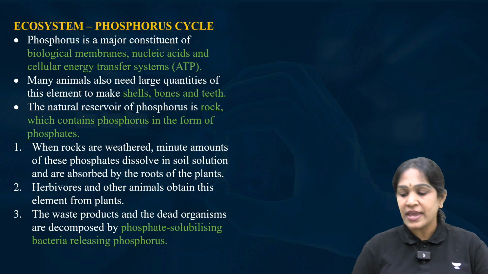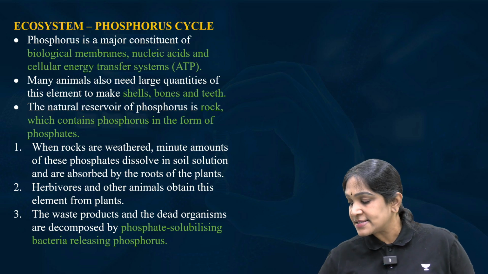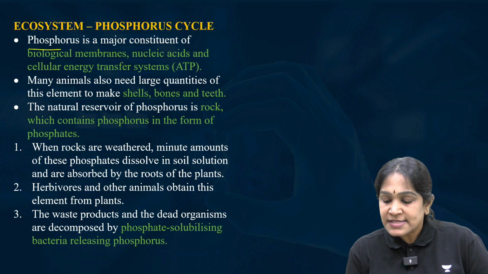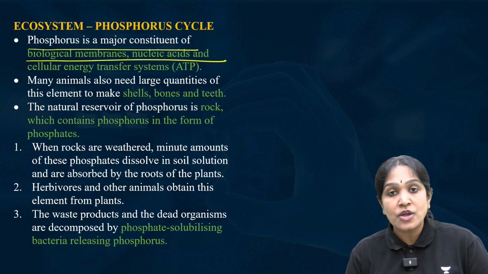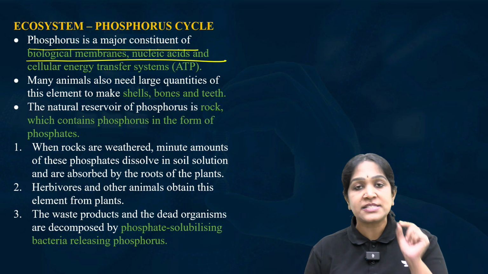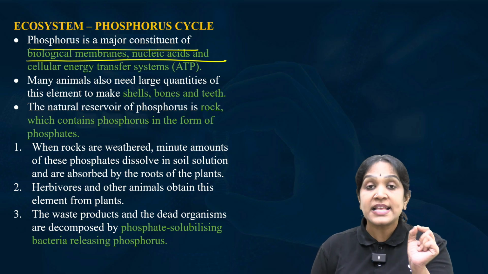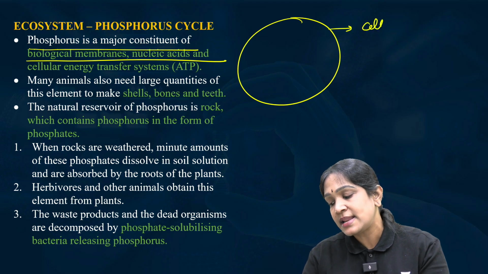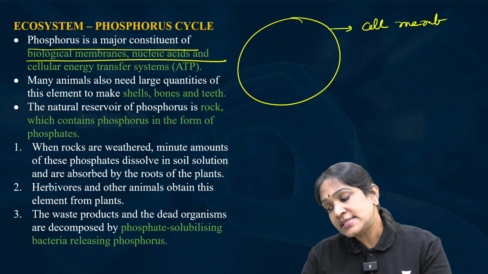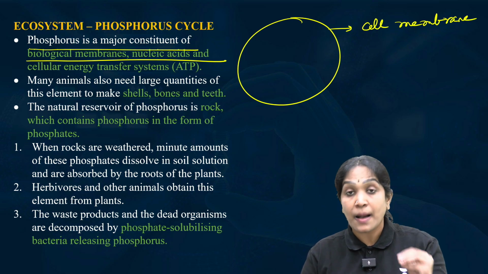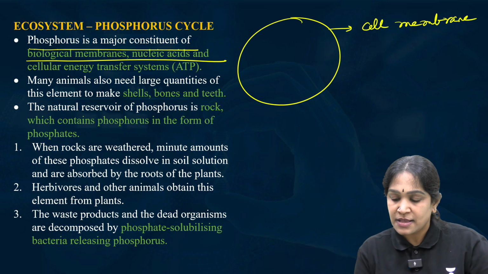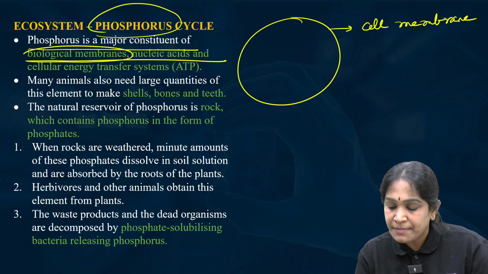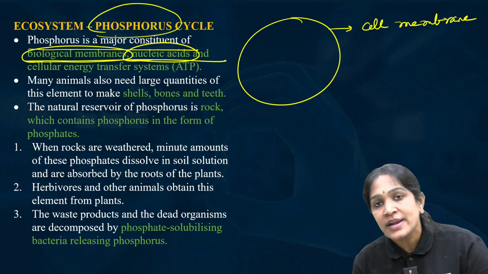Seven questions. Okay. And the last one we are discussing is the phosphorus cycle. Phosphorus is a major constituent of the biological membranes. In one of the first classes we discussed the cell structure. In that we understood that every cell is bound by a cell membrane. This cell membrane is composed of phosphorus. We have phosphorus in the cell membranes, biological membranes.